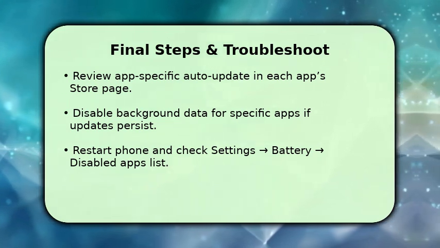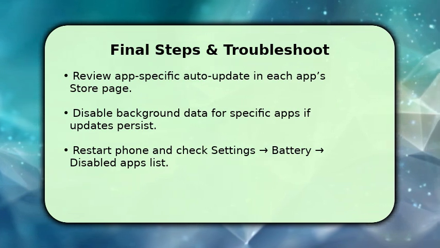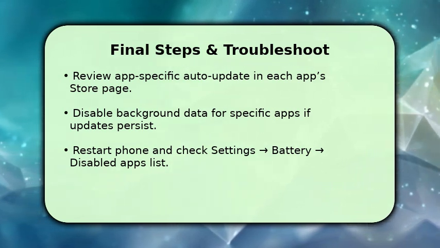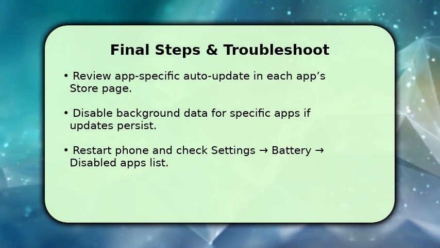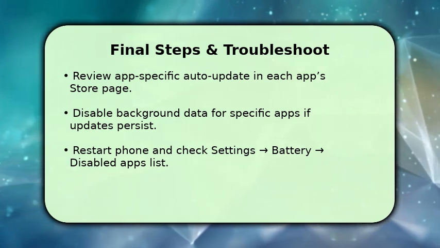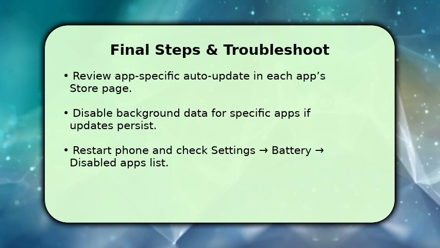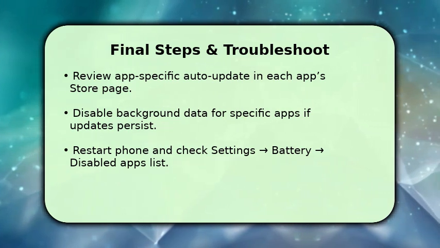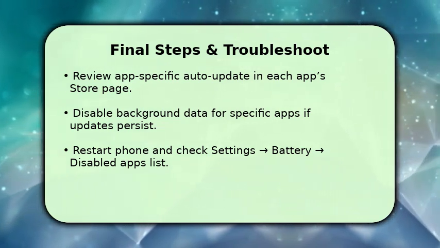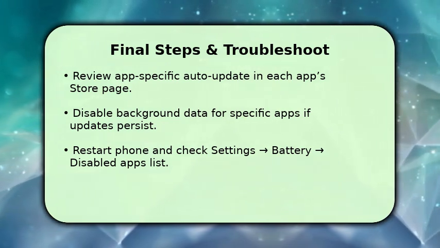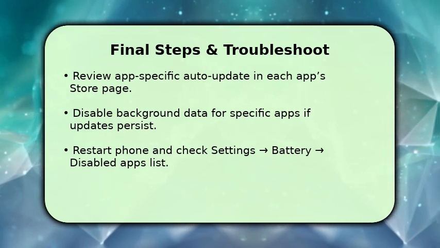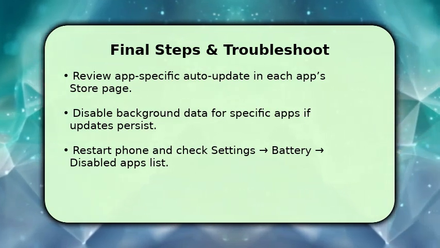If an app still updates, disable background data or force stop the store temporarily. Once done, restart your phone to ensure settings apply. If updates continue, check for device admin or enterprise profiles that enforce updates and remove them if allowed. This process gives you control without breaking app functionality. Try one change at a time to isolate the cause.